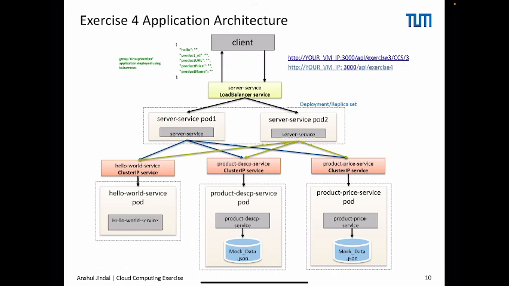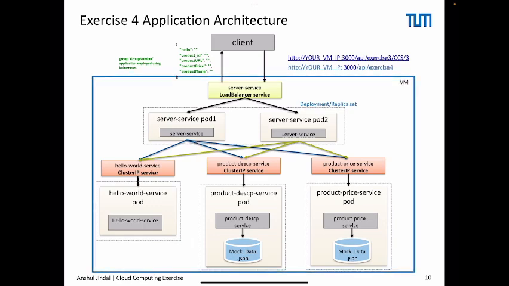NodePort is the second one, and the third one is the LoadBalancer service. What the LoadBalancer service does is, if you have an external load balancer, then it will load balance among the individual replica sets and do the load balancing of the invocations. Over here you can see the client sends to the LoadBalancer service of Kubernetes, and then it will load balance between the individual pods of the server service, and then send the request to the individual microservices running within the pods.